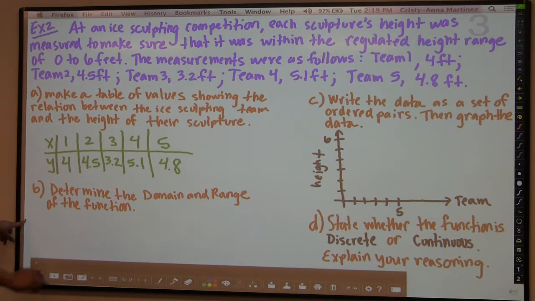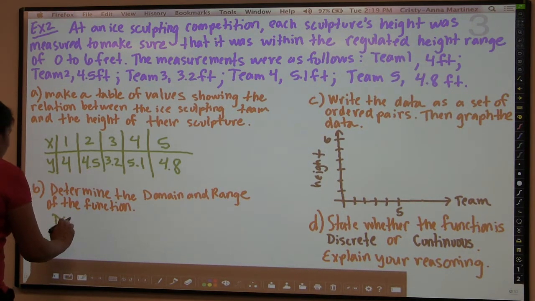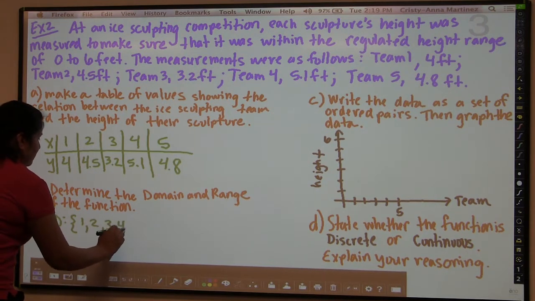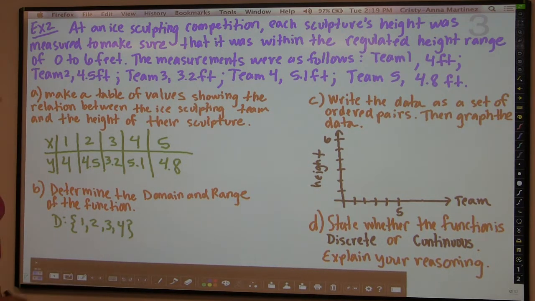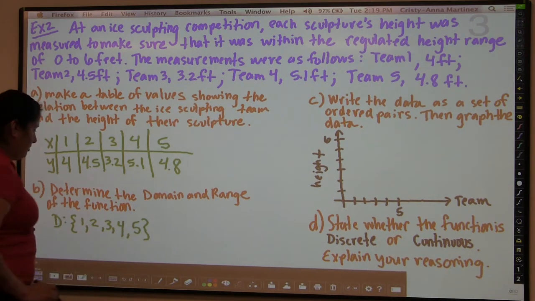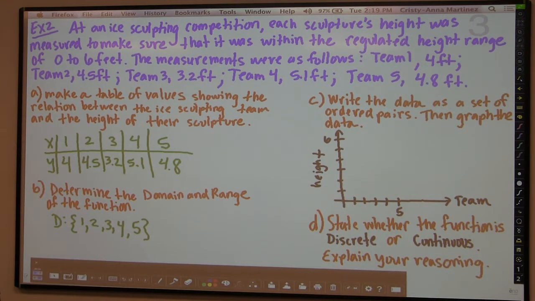We did that in the last section. So the domain is going to be all of the x values in order from smallest to biggest. Nothing repeated. Oops, I forgot my 5. I keep forgetting the 5. Maybe I don't like 5s. I don't know. 1, 2, 3, 4, 5 for my domain.